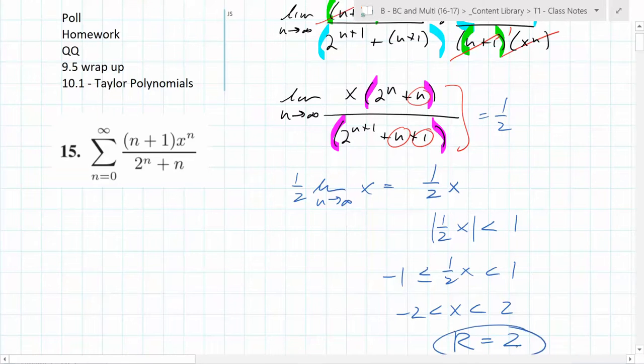It doesn't ask for the interval, right? It just asks for the radius? Yes. If you wanted the interval, the only other thing you need to do is check the endpoints. We're not going to do that now, but let's just answer this one. Does that make sense? Yes. So the whole key right there was the fact that the power here was 2 to the n and 2 to the n plus 1, so it's 1/2. It's the whole key.